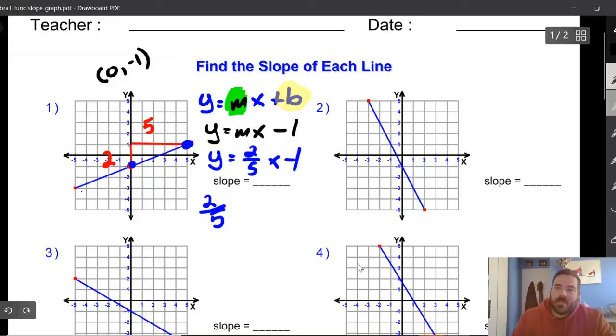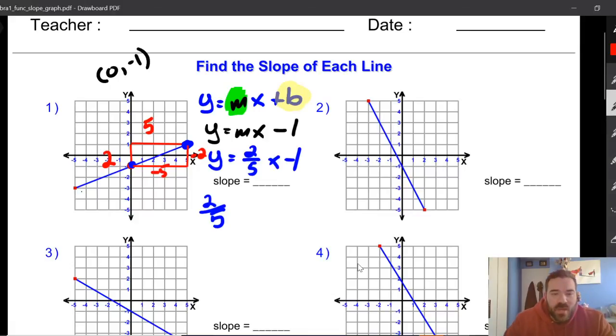I'm going to start with my rise again. So I'm going to start here, but this time I have a rise of -2 because I have to go down. So that's a rise of -2. And then I go to the left, so that's a run of 1, 2, 3, 4, 5, but it's a run to the left, so it's negative, so it's -5.